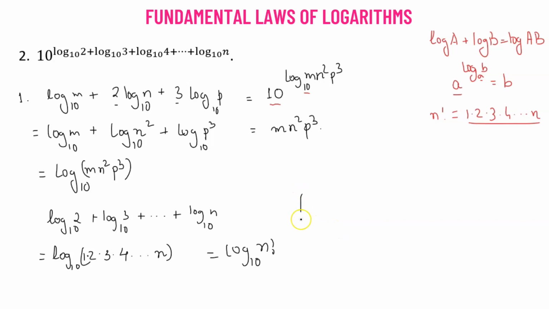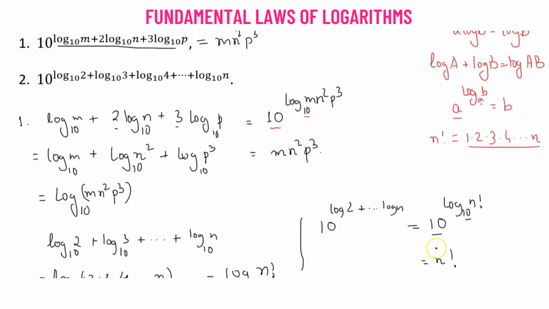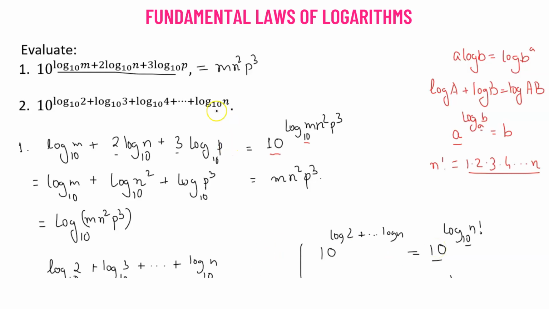So our expression 10 raised to the power of log of 2 all the way up to log of n is 10 raised to the power of log of n factorial with a base of 10. We have the base of the exponent and the base of the logarithm exactly equal. So this will be equal to n factorial. That means the value of this given expression is going to be equal to n factorial.